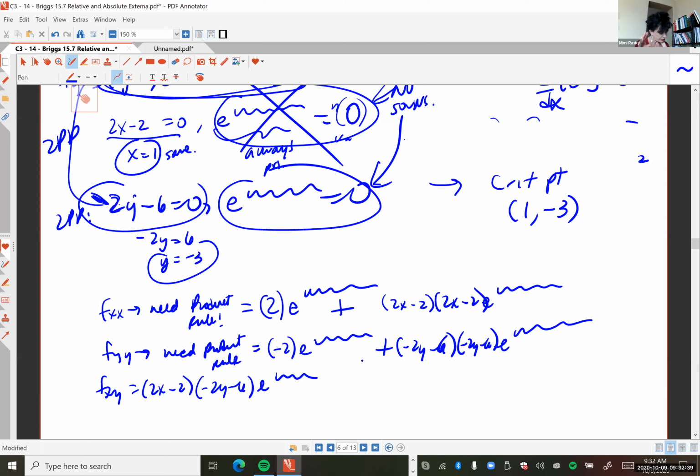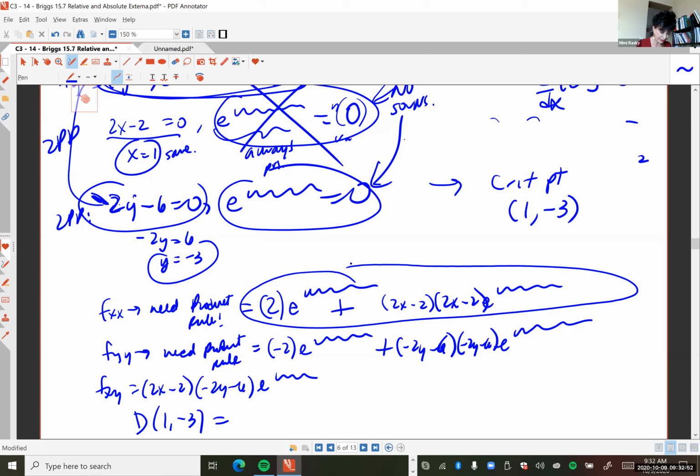Okay, now I'm going to just walk through this. When you evaluate D at the critical point, what are you going to get? When you plug this point into fxx, what are you going to get? Well, I hope you can see that this second term, when you plug in x equals 1, is going to go to 0. So you're just going to have 2 times e to the blah, blah, blah.